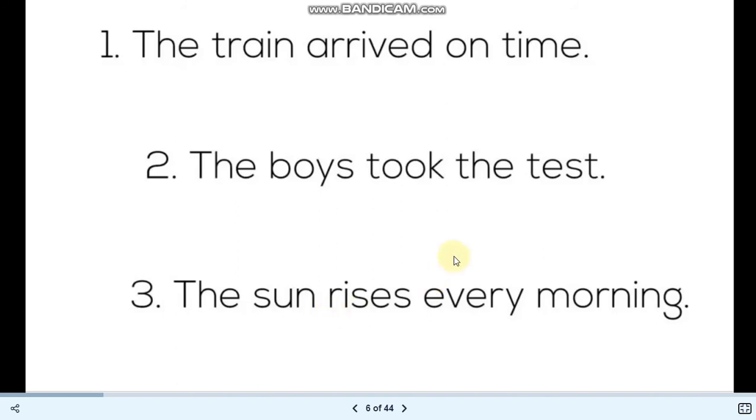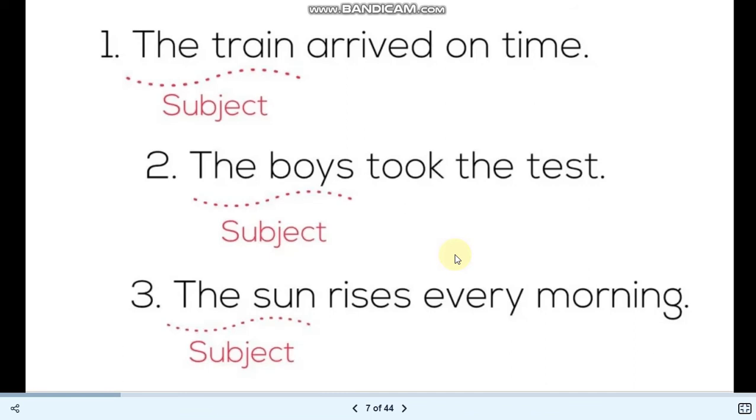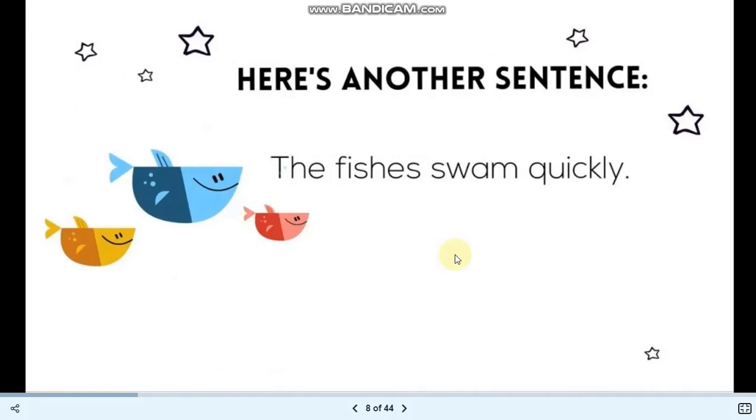Very good. Are you ready to know the answer? Let's figure out which word in number one is the subject. Very good. The train, the boys, the sun for number three. Did you get it right? Number one, the subject is the train. Number two, the subject is the boys. And number three, the subject is the sun. Easy, right? So usually the subject comes first in a simple sentence.